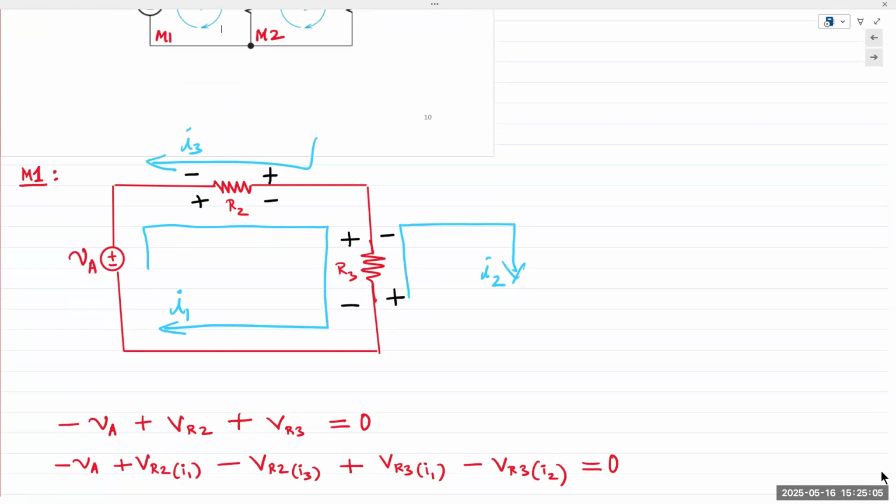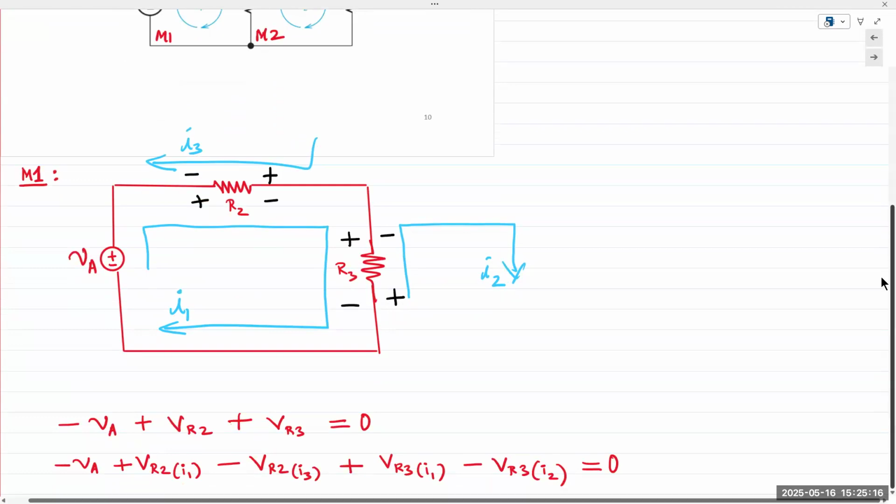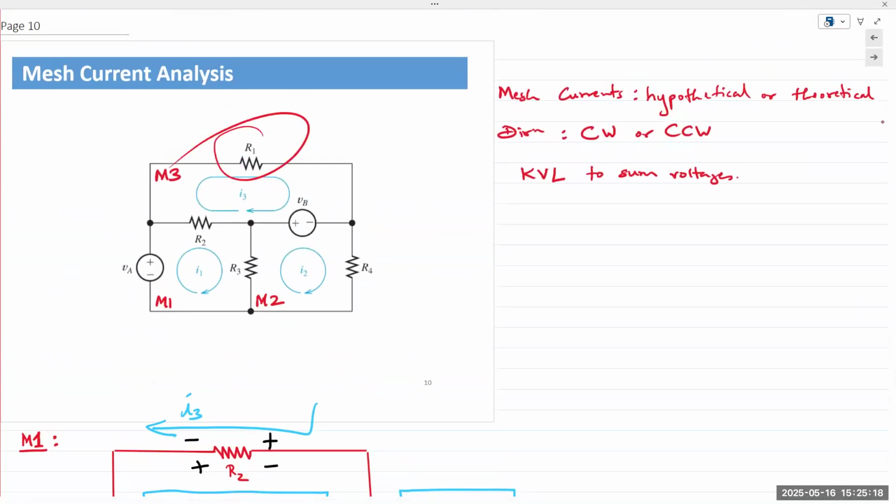And so this is the most important point here, that when we have a mesh current flowing through a resistor, it causes a voltage drop. If it is in a resistor that is not shared, like this one, R1 and R4 are not shared, then you only have one mesh current flowing through it. It only causes one voltage drop. But when you have a shared resistor and you have two mesh currents flowing through it, you have two voltage drops, and you must account for both of them in your KVL equation.